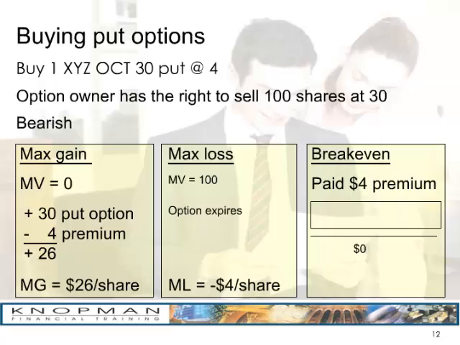Okay, and the break even, again, that's the market value where the profit or loss is exactly 0. So we initially paid a $4 premium. Okay, so to break even, we'd have to earn that $4 back. That $4 that we lost, we'd have to make it back.